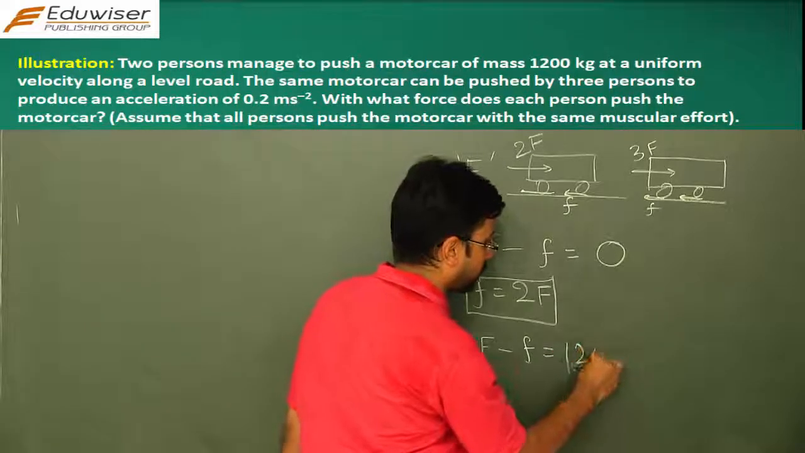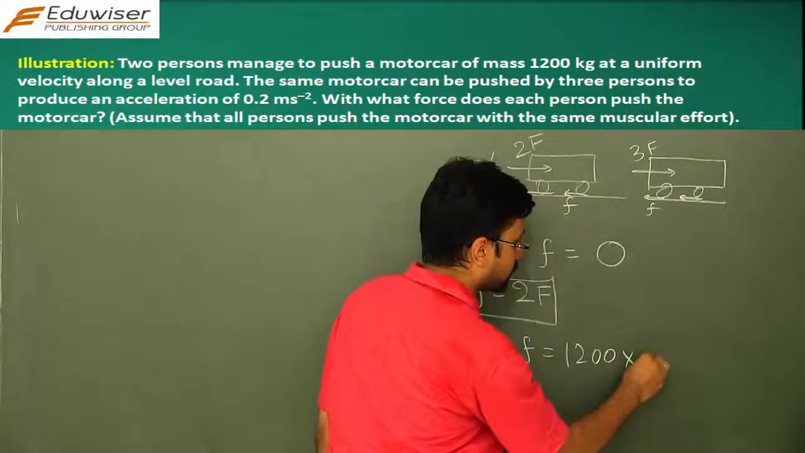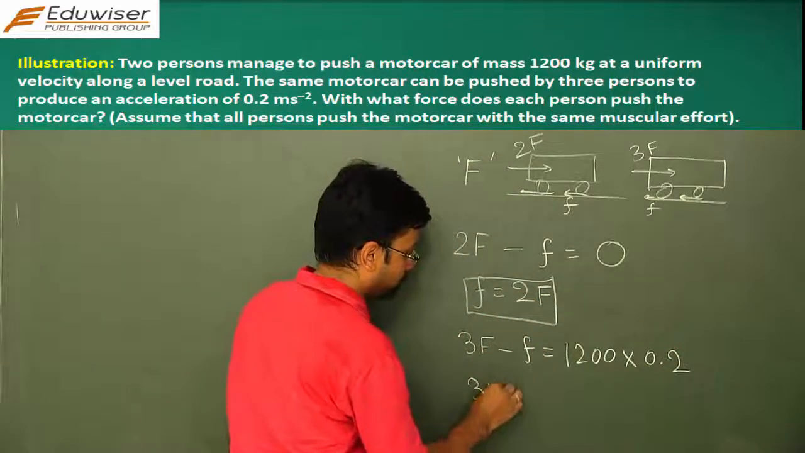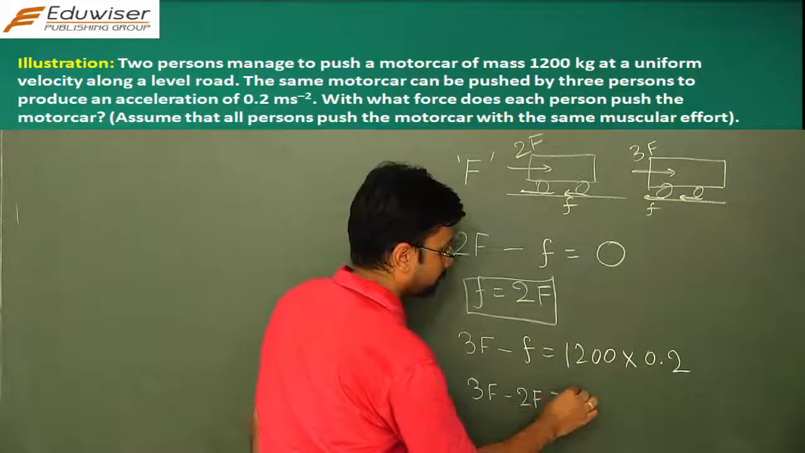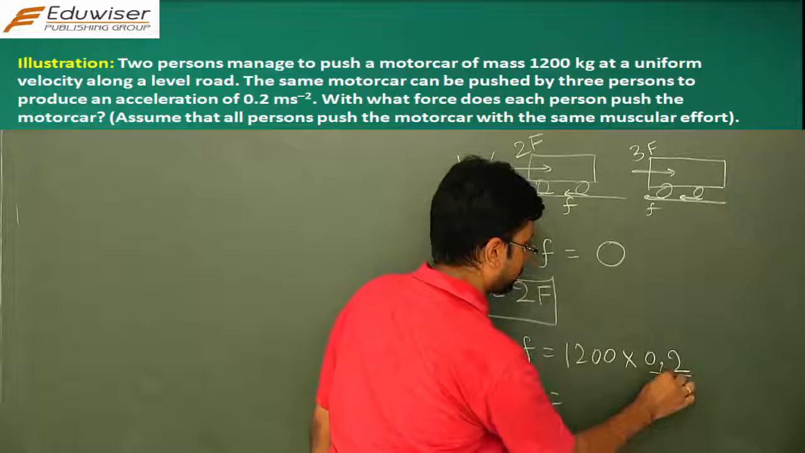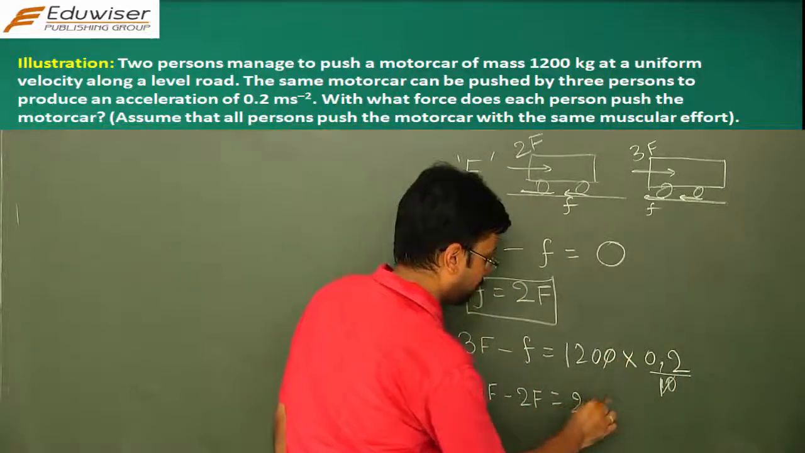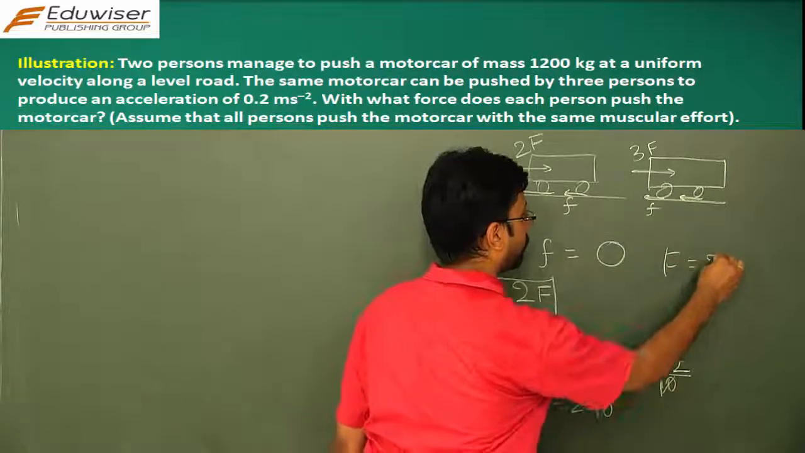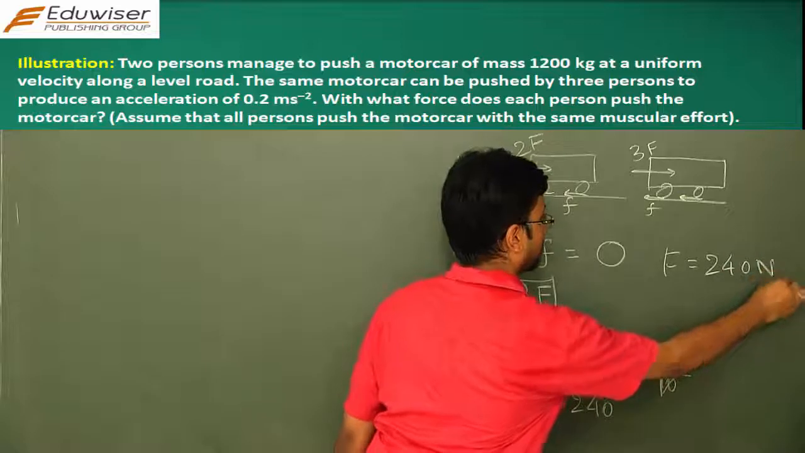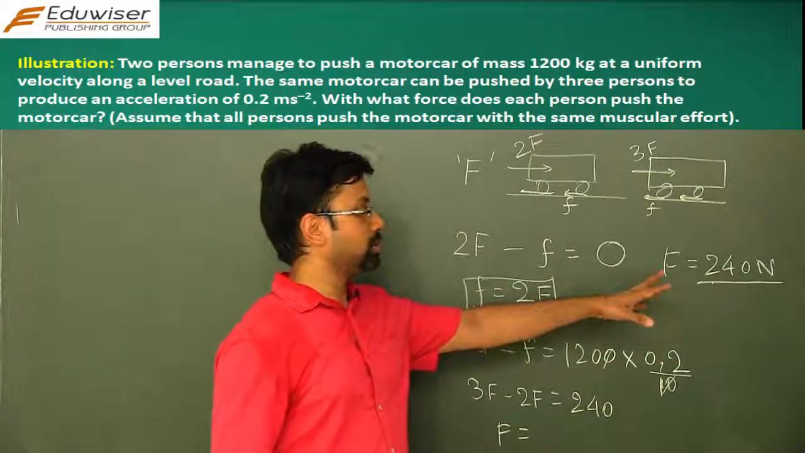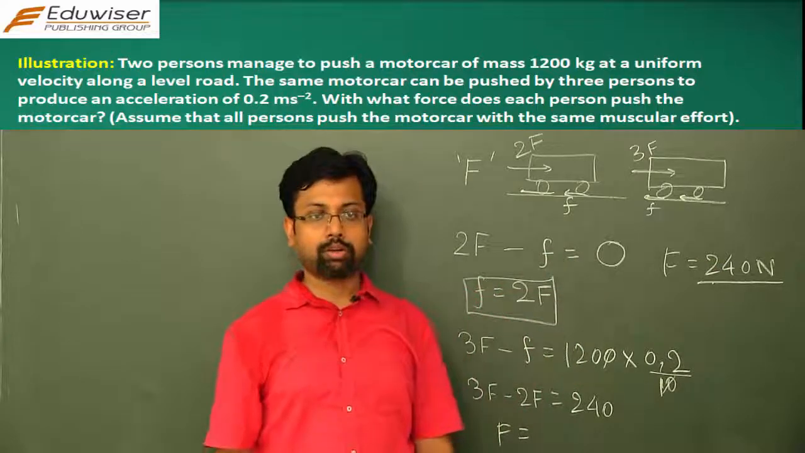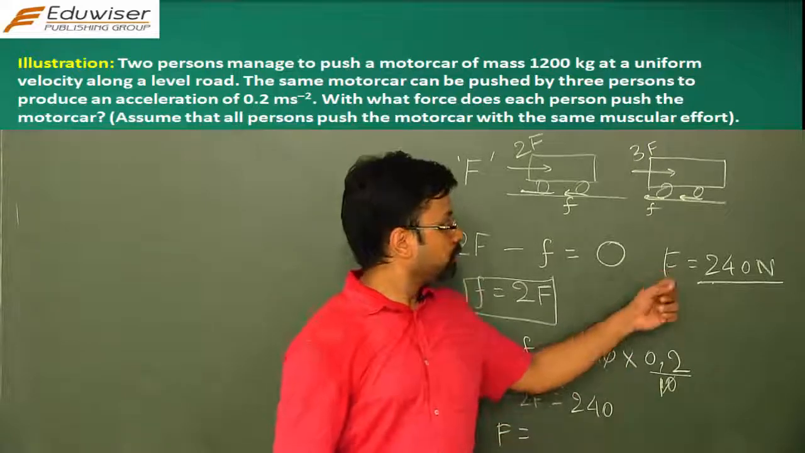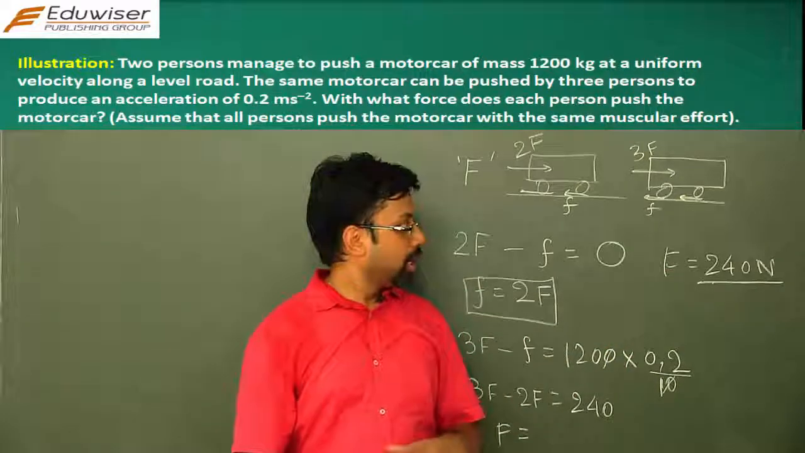So you have mass 1200 and you have acceleration of 0.2. So what is F? 3F minus 2F is capital F. So this is how much? It's 240. So F comes out to be equal to 240 Newton. So what do we have to calculate? We have to calculate the force that each person applies to push the car. So the force applied by each person is 240 Newtons, and this is the answer.